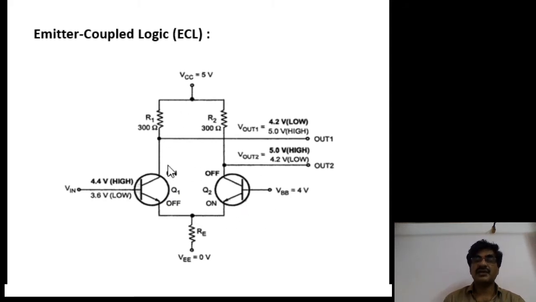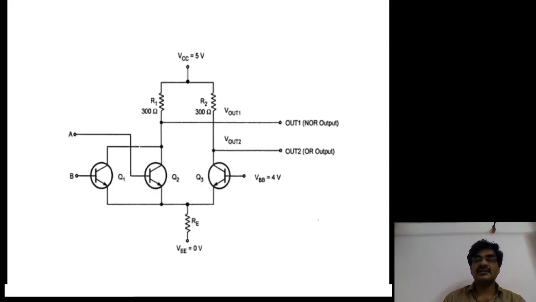Okay, so with reference to Q1 transistor we are getting an inverting output, and with reference to Q2 transistor we are getting a non-inverting output. Generally the input is applied to the left side transistor, whereas the biasing voltage is fixed for the right hand side transistors. Okay, now let us see how to design different logic gates using this basic structure.